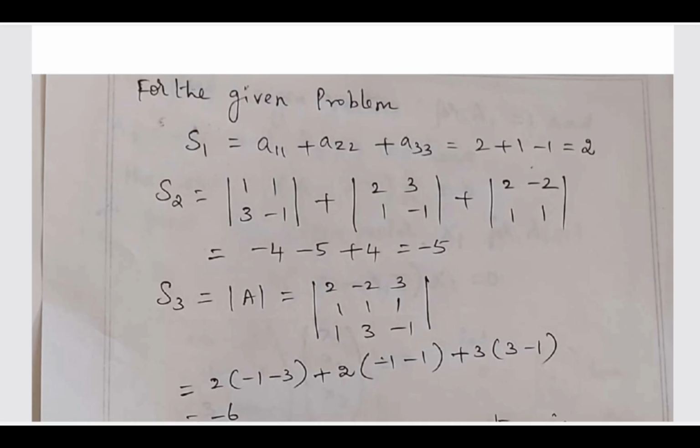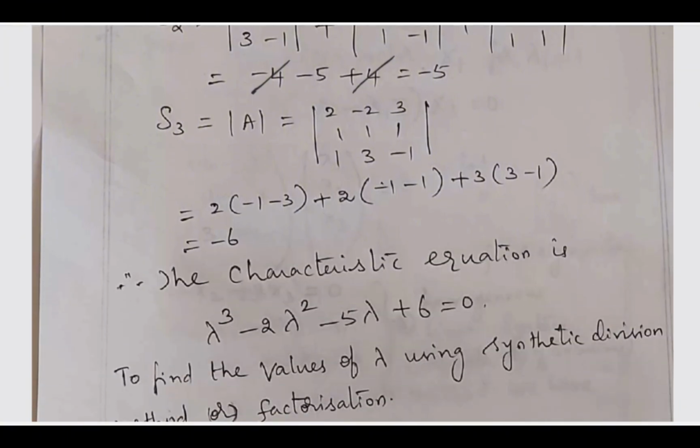Adding all these three elements, we'll get minus 1, minus 3, that is minus 4; then minus 2, minus 3, that is minus 5, 2, minus of minus 2 plus 2, that is 4. So 4 and minus 4 get cancelled. You will get the answer as minus 5. And the determinant value, you know very well how to find it.